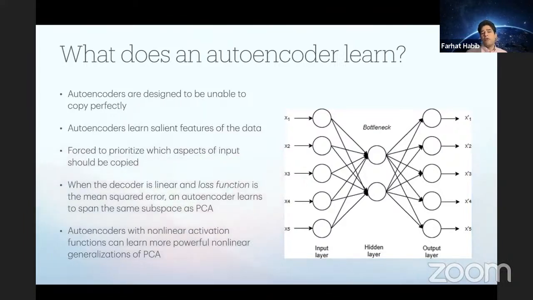The interesting thing about autoencoders is also that in case your decoder is linear, that is all the activation functions are linear, and the loss function is a mean squared error, the autoencoder simply reduces to the principal component analysis of the data set that is being given to it. So you'll get essentially the top principal components depending on the size of the bottleneck layer, which would be K here. That's with linear activation functions. If you have nonlinear activation functions, then the autoencoder can learn more powerful nonlinear generalizations of PCA.